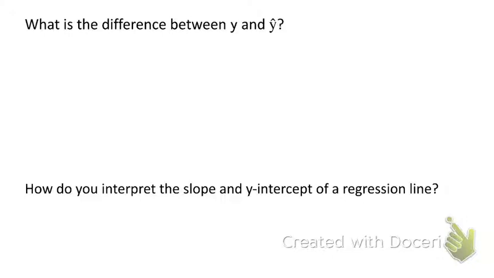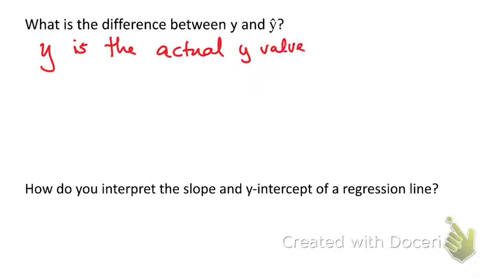What is the difference between y and y hat? Why does y have such a hat on it? What is the purpose? So y, when you were using y equals mx plus b, you were talking about values that were on a particular line, and every value was on that line. So y is the actual y value for a data point.